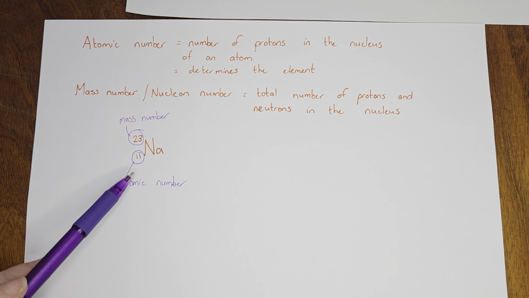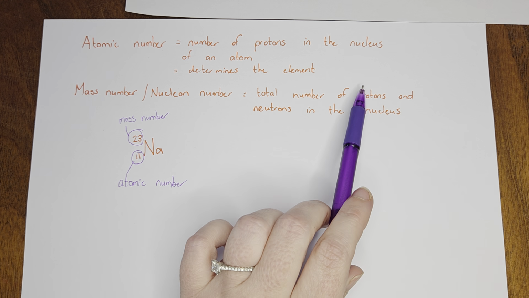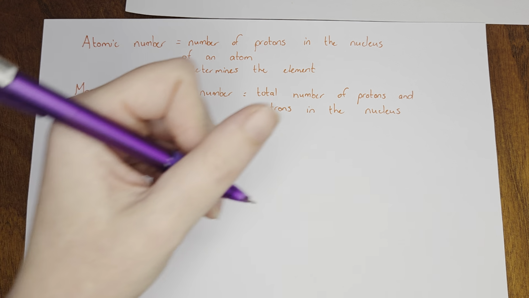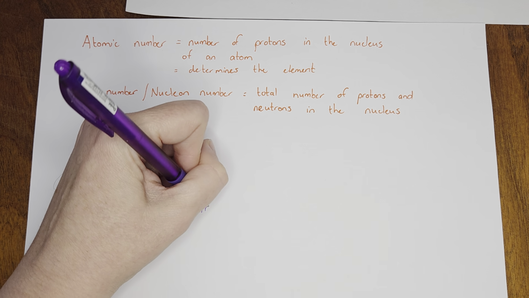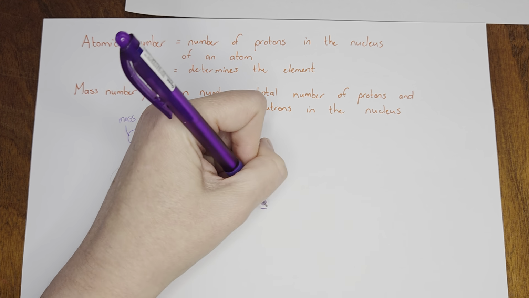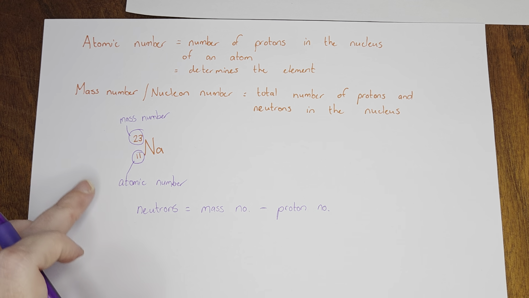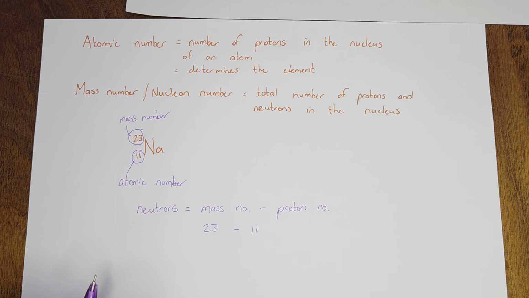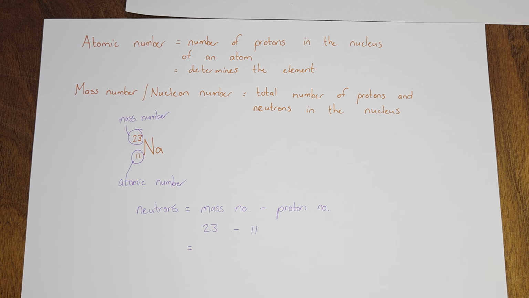Okay, now you've got an atomic number, which is the number of protons, and then a mass number, which is the total number of neutrons and protons together. So if you have to calculate the number of neutrons, the neutrons will always equal the mass number minus the proton number. So in this case, my number of neutrons would be 23 minus 11. So if I say 23 minus 11, I should get that my number of neutrons would be 12.